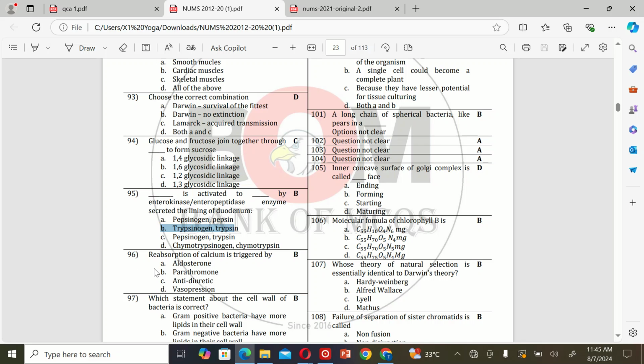The next MCQ is, reabsorption of calcium is triggered by A. Aldosterone, B. Parathormone, C. Antidiuretic, and D. Vasopressin. So the correct option is B.